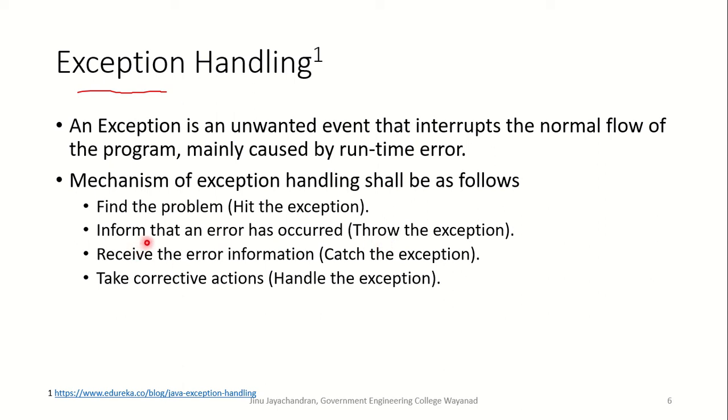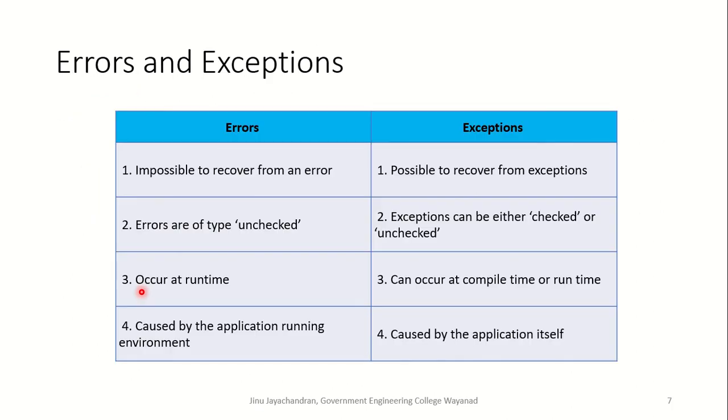So whom to inform? The code should inform other parts that an exception has occurred. Then receive the error information, which is basically catch the exception. Once you see that a problem has occurred, you should be able to receive that information from some other part of the code and take corrective actions. That is called handling the exception. So basically, you find the problem, inform other parts that something wrong happened, and other parts should receive this information and take an action.